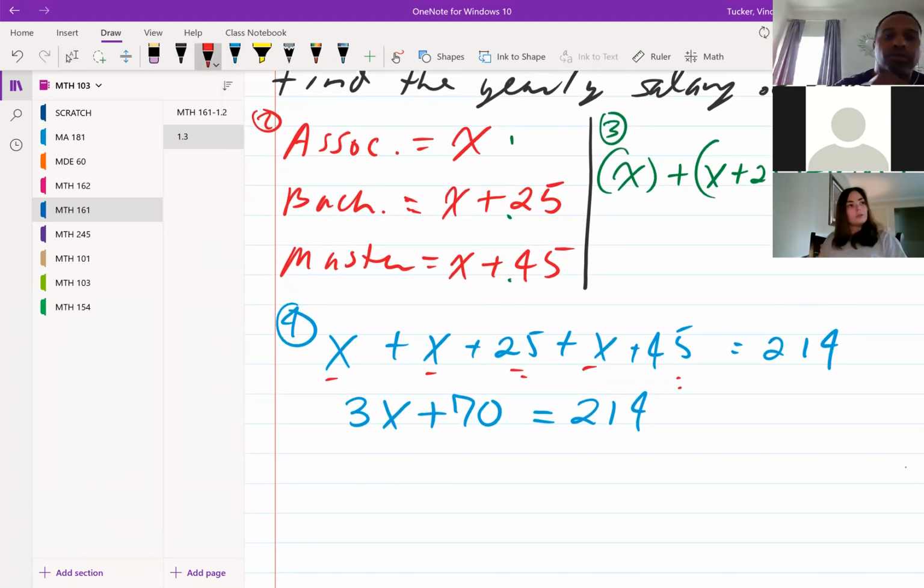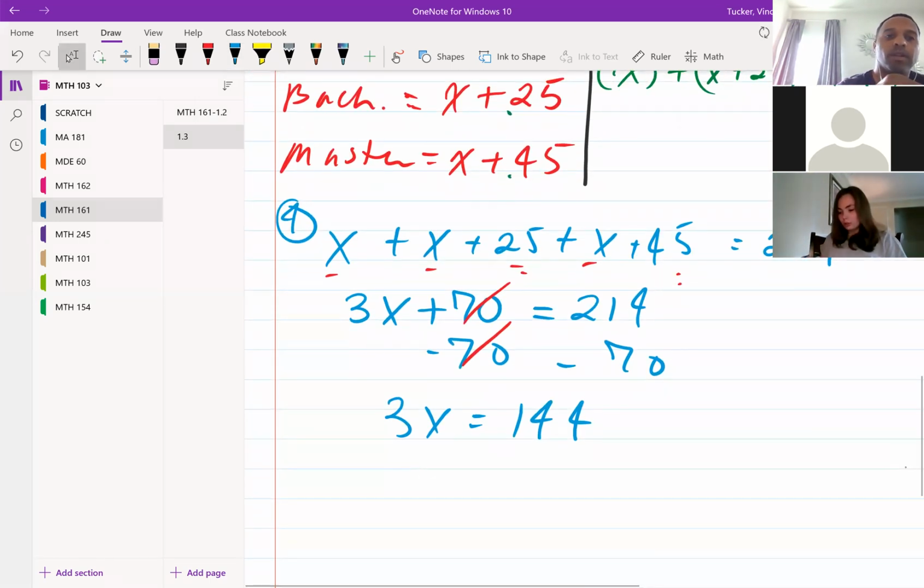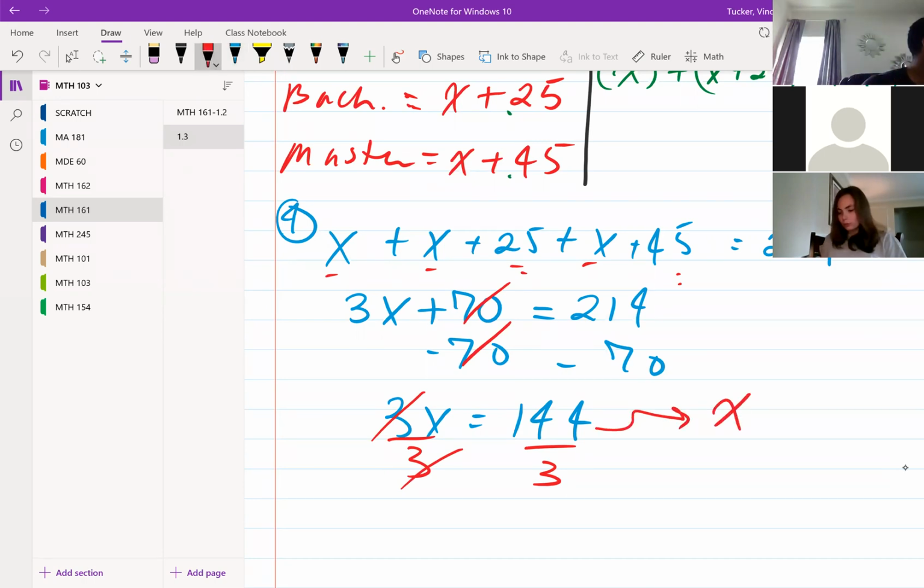Now we'll go ahead and subtract 70. That'll be 3x equal to 144. Divide by 3. x is equal to 48.